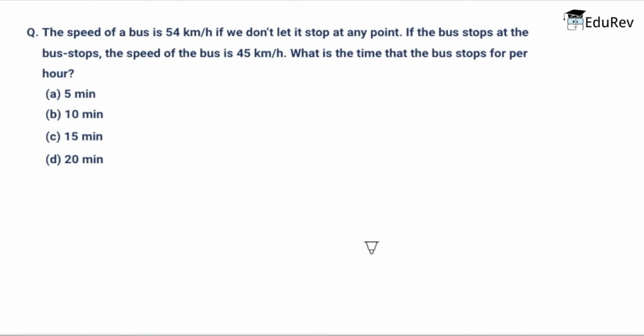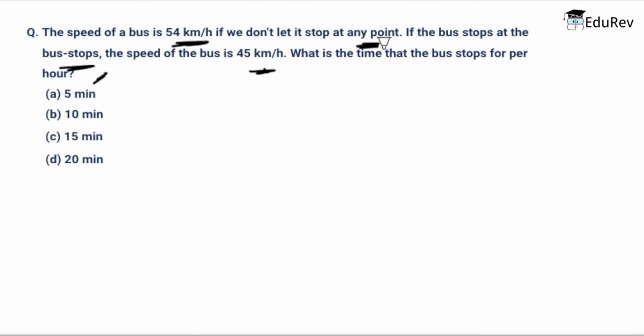So the first question states what? The first question states that the speed of a bus is 54 kilometers per hour if we don't let it stop at any point. If the bus stops at the bus stops, the speed of the bus is 45 kilometers per hour. So what is the time that the bus stops per hour?